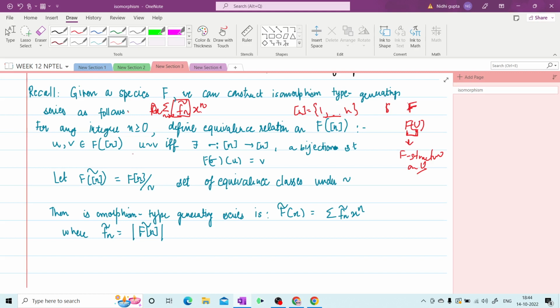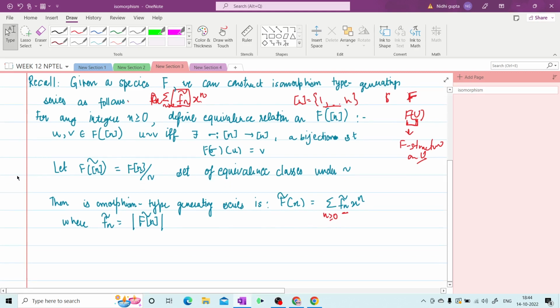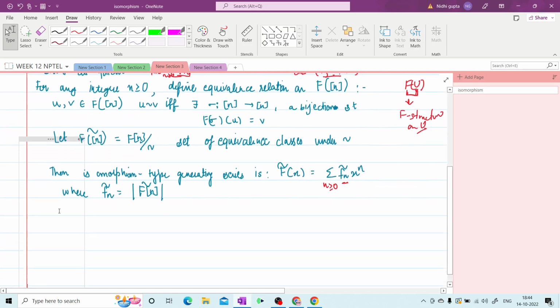Now we define F̃n to be the set of equivalence classes under this relation, and small f̃n is the number of equivalence classes. The isomorphism type generating series is basically the sum of f̃n x raised to the power n for all n, where f̃n is referring to the number of isomorphism classes. So now let's construct this isomorphism type series for each of these species.